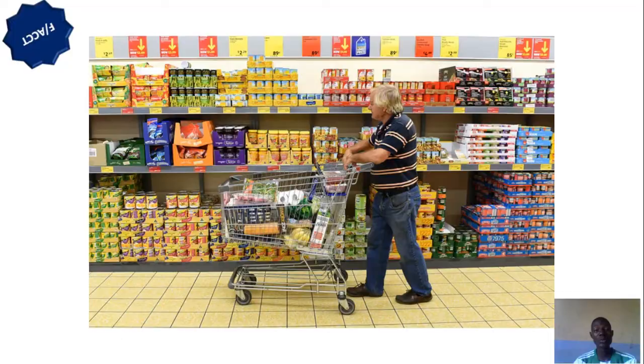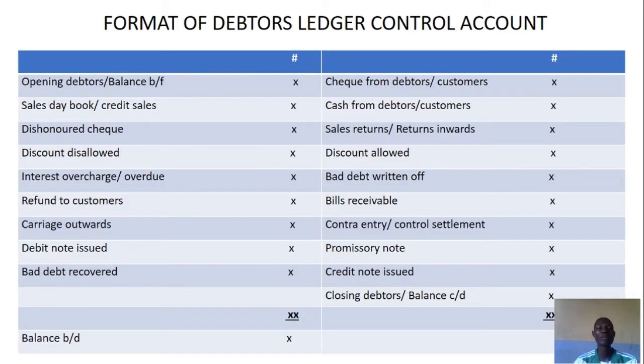Now we move straight to the format of debtors ledger control account. At the debit side, we have opening debtors or balance brought forward of debtors. We have sales daybook or credit sales. We have dishonored check. We have discount disallowed. We have interest overcharge or overdue. Refund to customers, carried outward, debit note issued, then bad debt recovered.